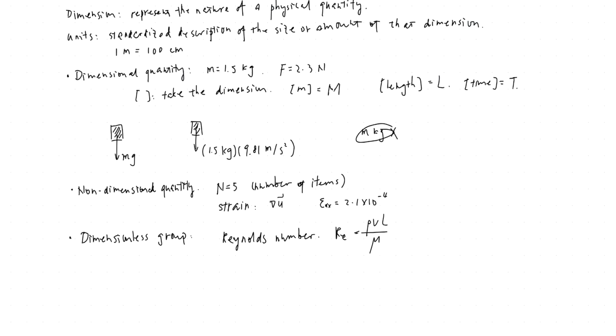And we will see many more dimensionless groups in this course. For each dimensionless number, as long as you look at the physical meaning of the quantities in the numerator and the denominator, you will be able to tell what this number represents.